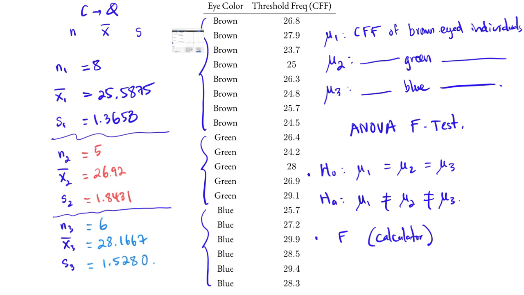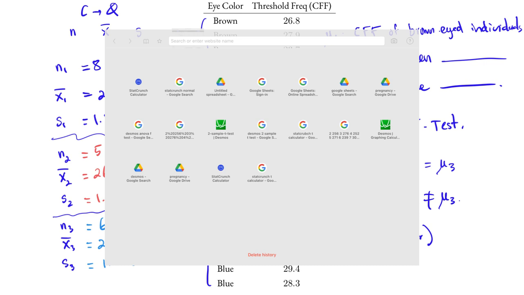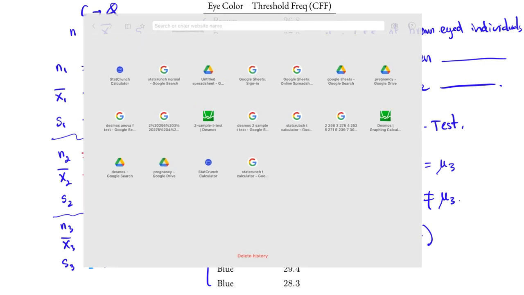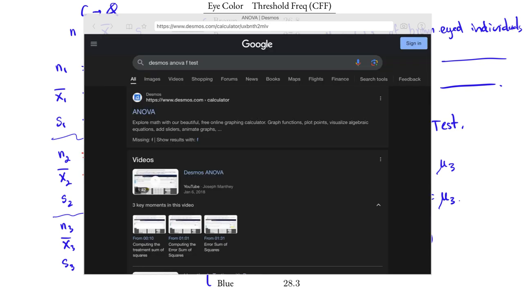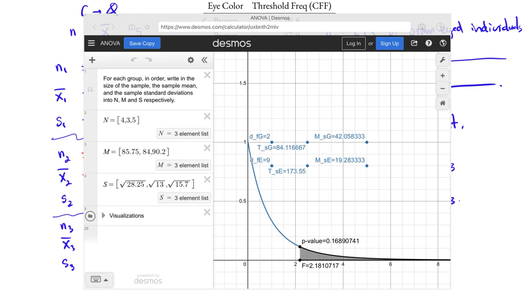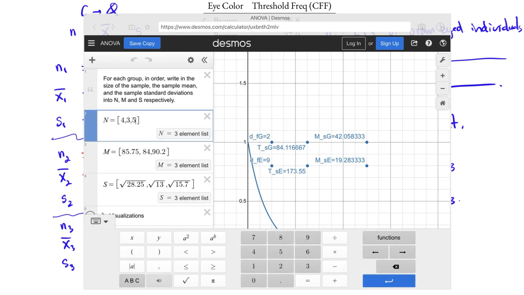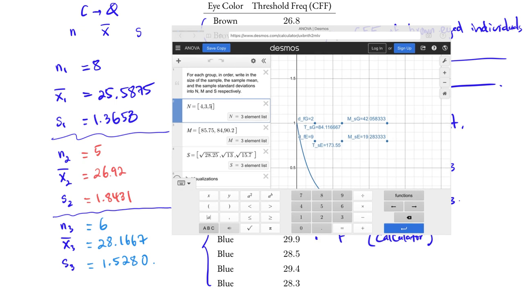Now, this is the final step where we use the ANOVA F test to compute the F test statistic. This free online calculator will not only compute the F test statistic but also the p-value for us in one place. Just Google Desmos ANOVA F test in any search engine such as Google. It should be the first result. Click on it. The calculator already has some of the old problems.